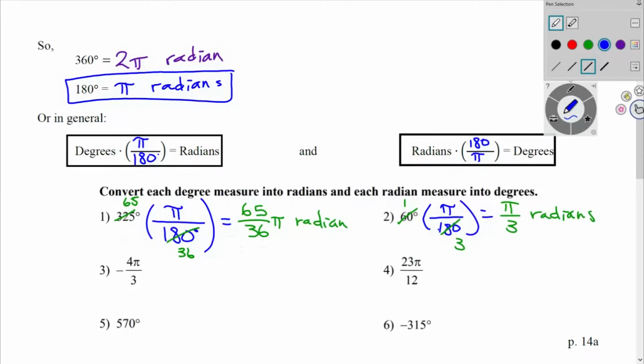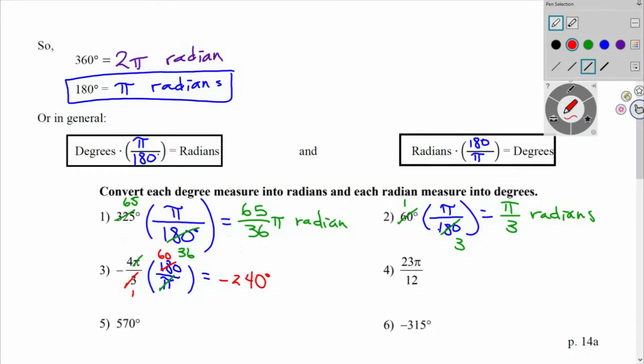Switching gears, we have radians, so I'll multiply by my conversion factor with what I have in the denominator, what I want in the numerator. The pi's will cancel. And then I can do some other cross-canceling. Specifically, I know that 3 goes into 180 60 times. And so negative 4 times 60 is negative 240 degrees.